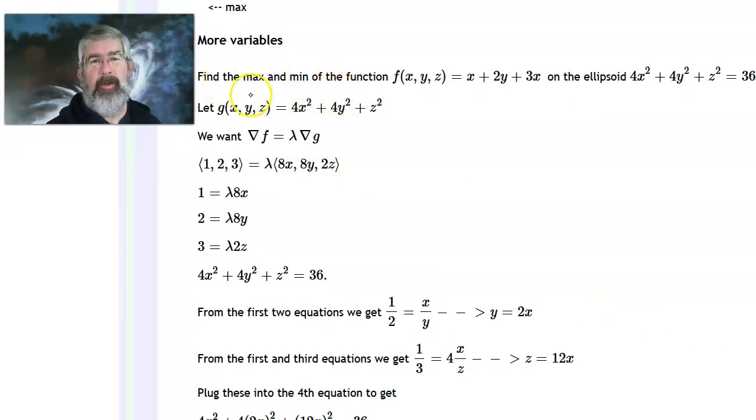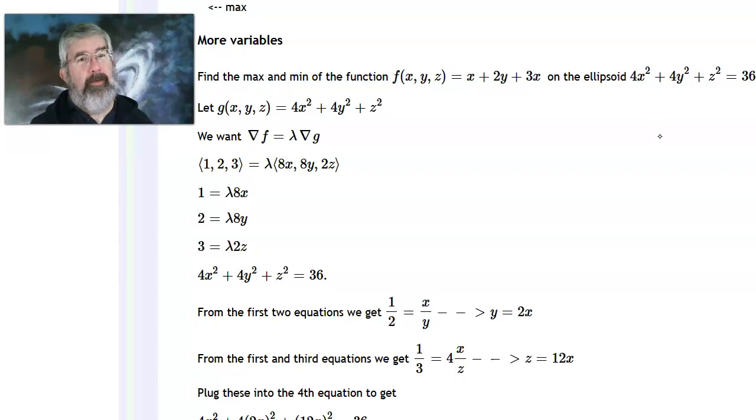Let's take a look with an example. Here's a function, x plus 2y plus 3z, and there's an ellipsoid that I want to use as my constraint curve, 4x squared plus 4y squared plus z squared equals 36. So the constraint now is an ellipsoid, right? There's this ellipsoid in space. The function is a function of 3 variables. Again, think of it as like a temperature function. And in this case, it's linear in x, y, and z.